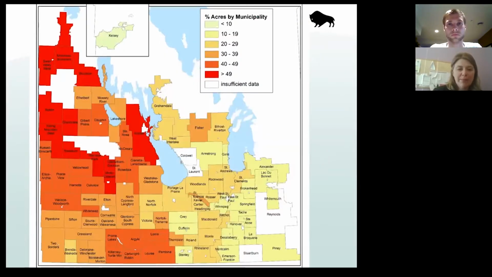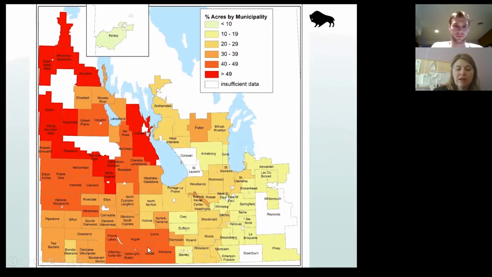So here's where my map came in that I was looking for before. Anything here with that pinky or red, we are looking at greater than 40% of acres within that specific municipality in canola. If you remember back to the areas that were seeing symptoms, Swan River, Westlake Gladstone, Portage, even though Portage is not growing canola, they have a high percentage of crucifer vegetables, or brassica vegetables, which are in the same family as canola and are still susceptible.